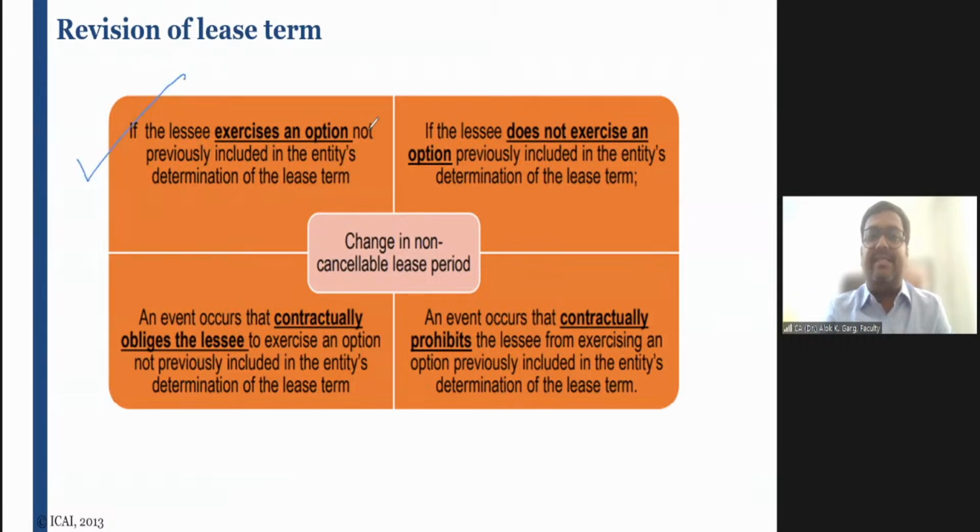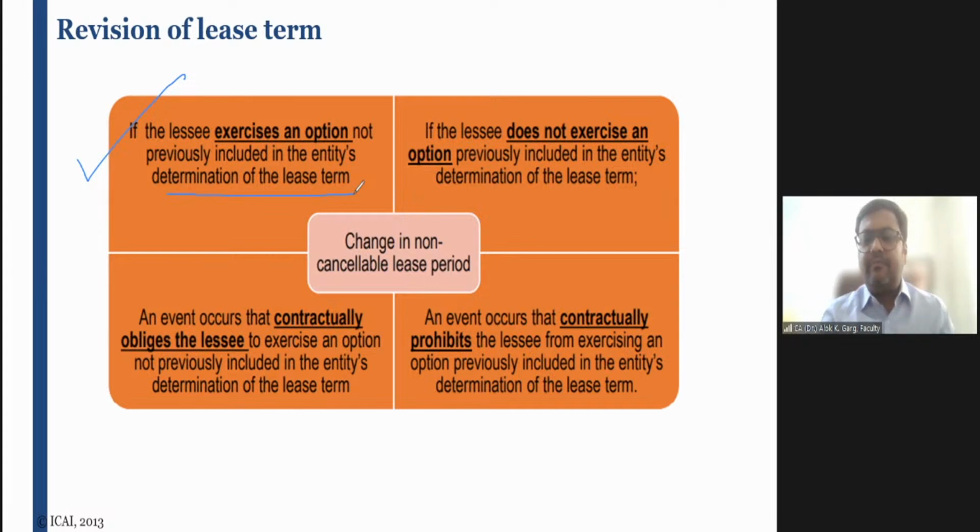If the lessee exercises an option not previously included in the entity's determination of the lease term. Earlier, the lessee was not exercising the optional renewal period. The lessee was reasonably not certain that the lessee is going to avail the optional renewal period. But now the lessee wants to exercise this option. Why? Another example, after COVID, the lease rental has significantly gone down and the existing lessor has agreed to waive some portion of lease rental for the next 10 years, right?